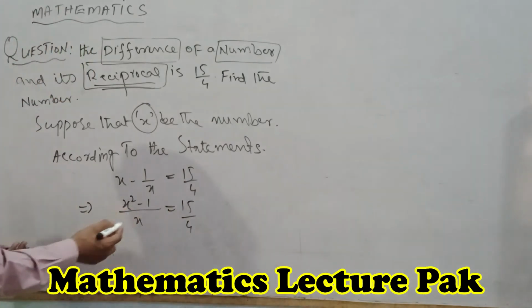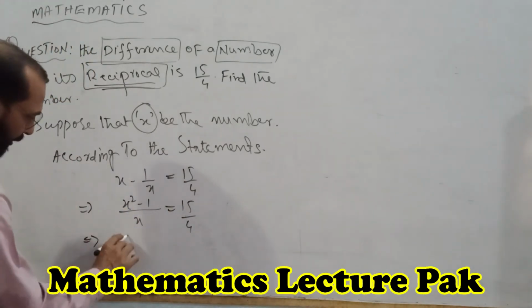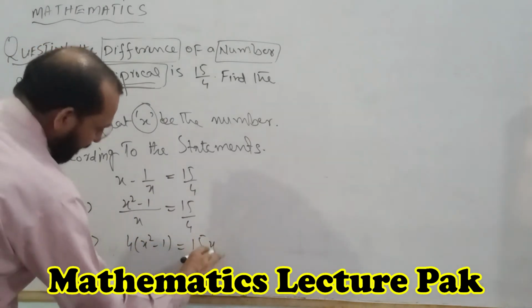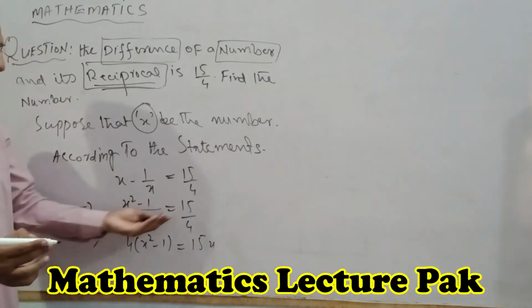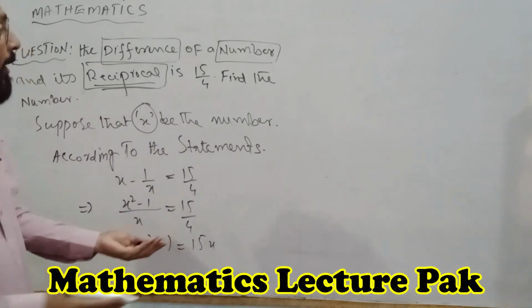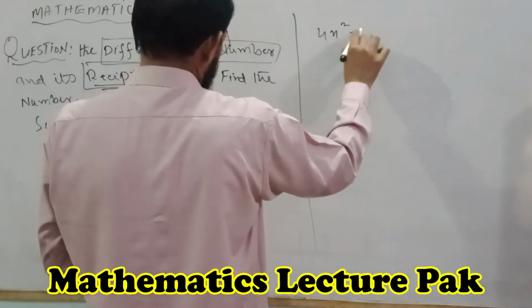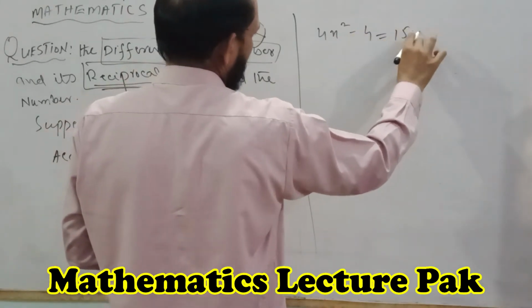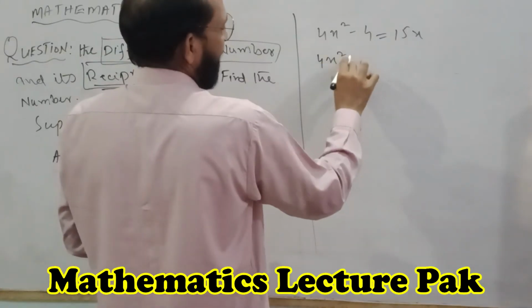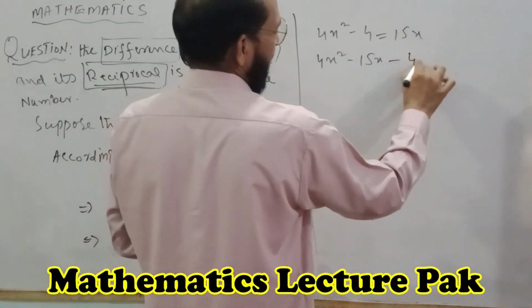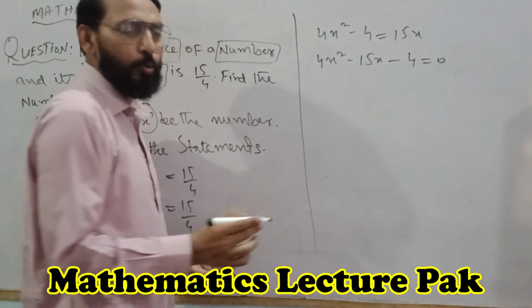To know the process of the LCM, we take the reciprocal. We take the reciprocal of the 4 multiplies this and the x multiplies the 15 is this, and we have then 4x square negative 4 is equal to 15x. After this, we take the value of 15x on the left hand side, the sign will be changed and is equal to 0, which is the quadratic equation.